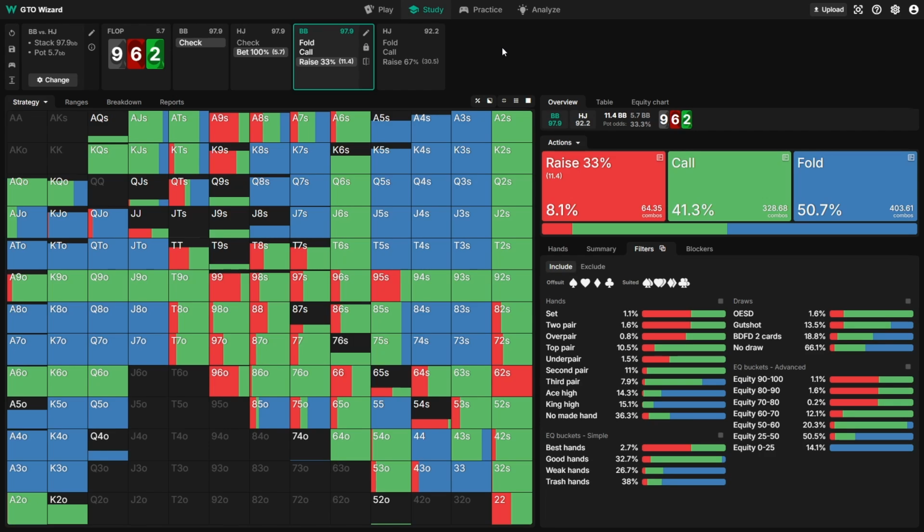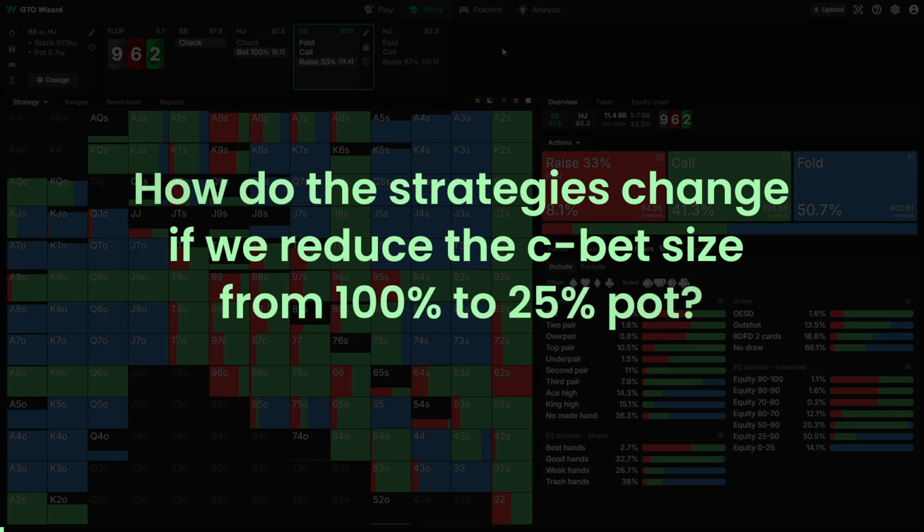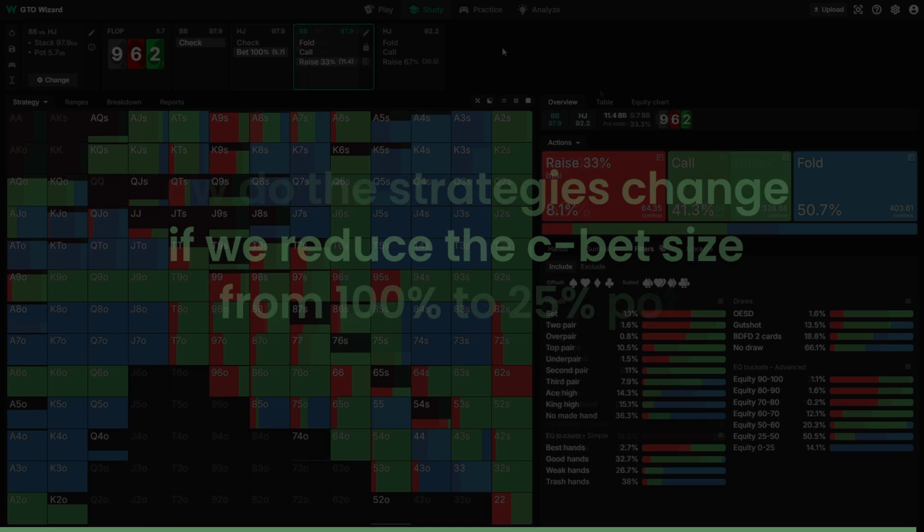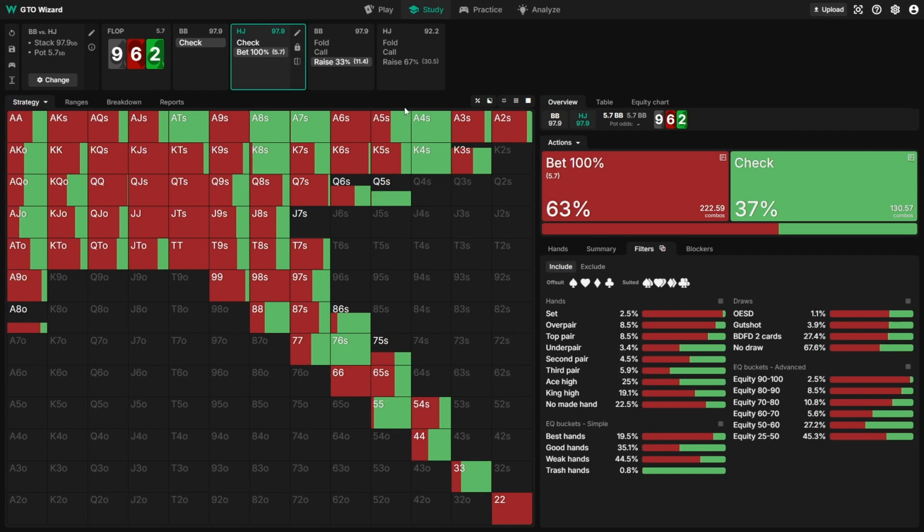But what's going to happen if we decrease this bet size? Pause the video for a second and have a think about what you think is going to happen if we change the bet size from 100% pot down to 25% of pot here.